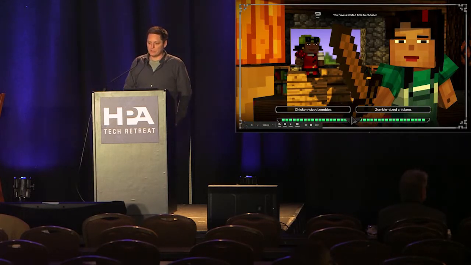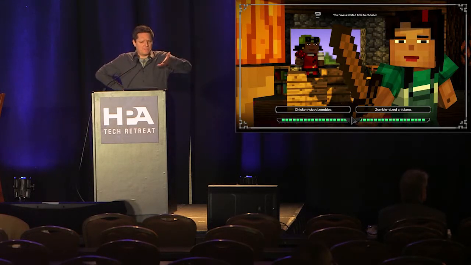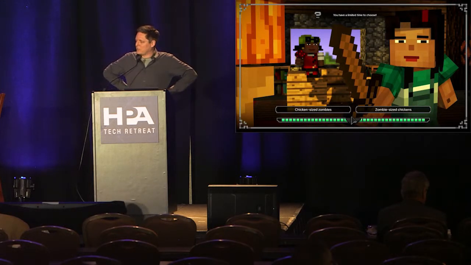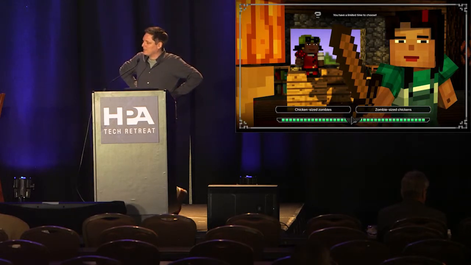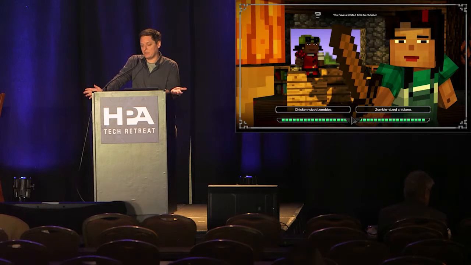This was an analogy that I wanted to make between, so there was a choice at the very beginning of Minecraft Story Mode where you answer a hypothetical question, whether you'd rather fight 100 chicken-sized zombies or 10 zombie-sized chickens. And I don't know about the room, but the chicken-sized zombies is my choice just because it seems more scalable.